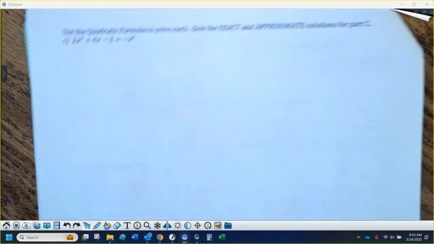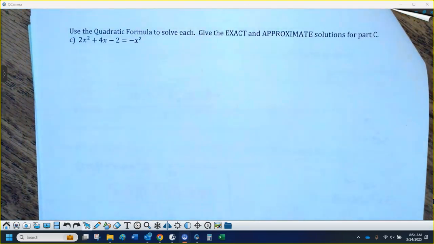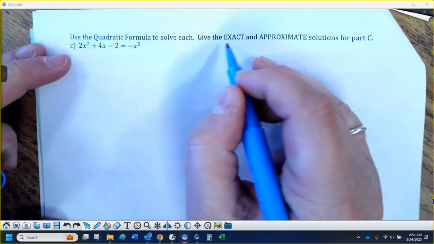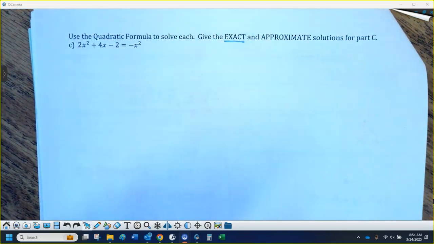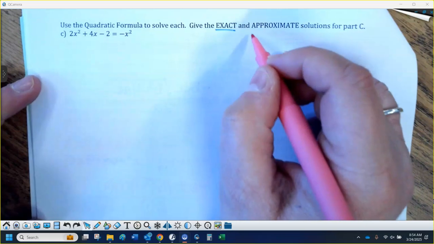Okay, yeah, go ahead. I'm just going to try 2 more with you guys on the back. Now, these are going to be a little bit trickier, and I'm going to ask you to do 2 things on these questions. All right, this says give an exact solution, and then I'm going to have you give me an approximate solution.